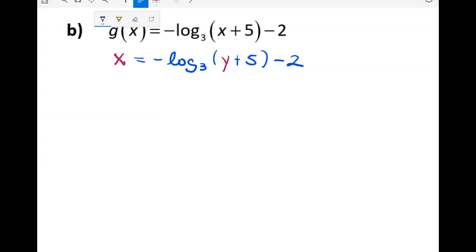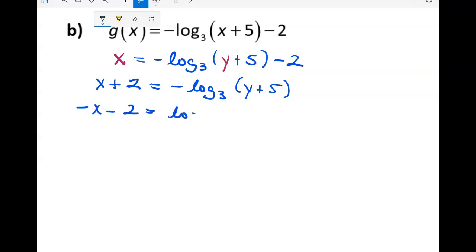Once we've done that, think about the order of operations, things that are happening to y. In order, if we replaced y with a number, we would add 5, take the log base 3 of that number, multiply that by -1, and then finally subtract 2. So the subtract 2 needs to be the first to go. We can undo that by adding 2 to both sides. Now we can undo the times -1 by multiplying both sides by -1. Now we want to undo the logarithm. In order to undo a logarithm, put it in exponential form.